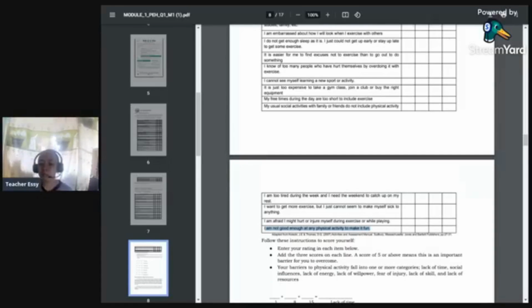So if you have answered 1 to 21, please type 21. Okay, please type 21 on the screen. To those who were able to finish the inventory of barriers to physical activity. All right, please type 21.